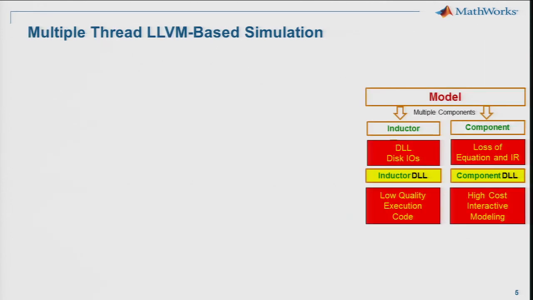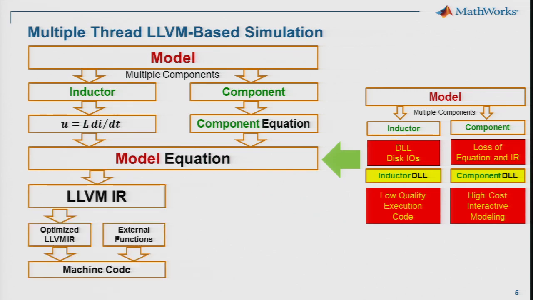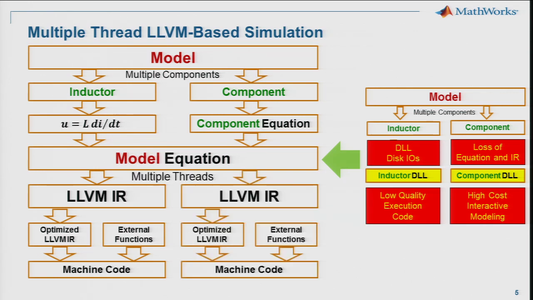So using LLVM, the model will not ask its components to compute state. Instead, it will combine the component equations into the model equation, then generate LLVM IR, optimize it, and then JIT it into machine code to compute the state. If we want to compute different types of states, we will trigger multiple threads to handle that.